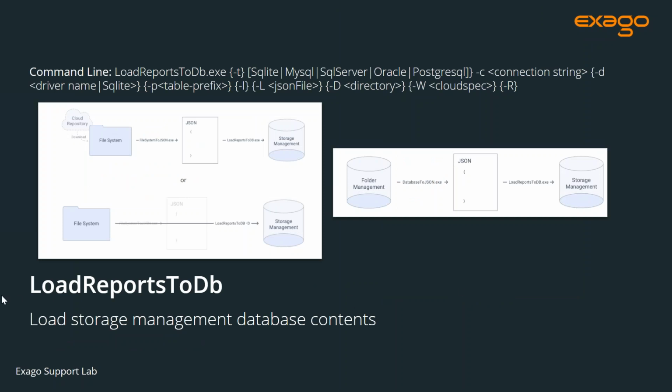So at this point, we're going to move on to load reports to DB. Load reports to DB can be used for initializing the destination storage management database, loading content into it either from file system or cloud legacy storage methods or the JSON file, and reading the previously loaded contents of the new storage management database. When we initialize a database, we set it up with schema and default party types. This should always be the first operation run on the new database.